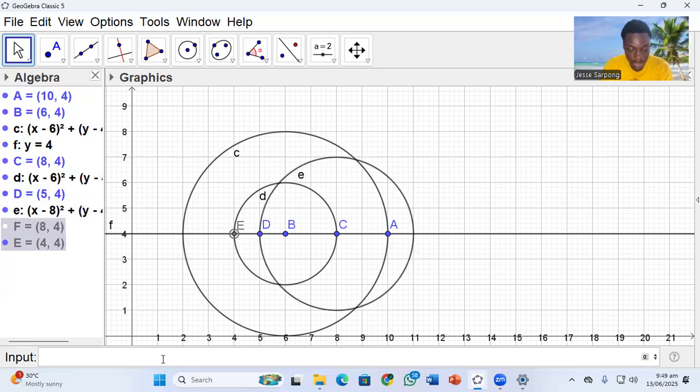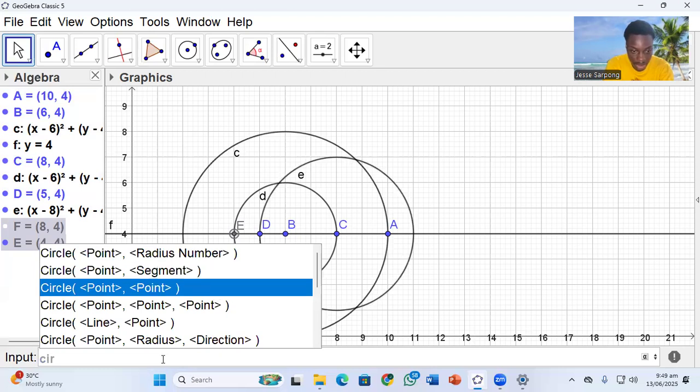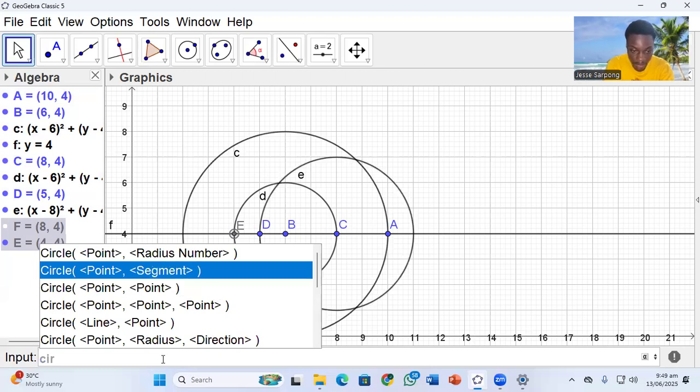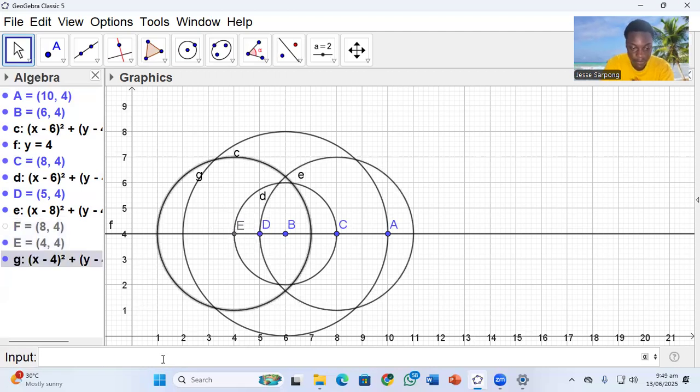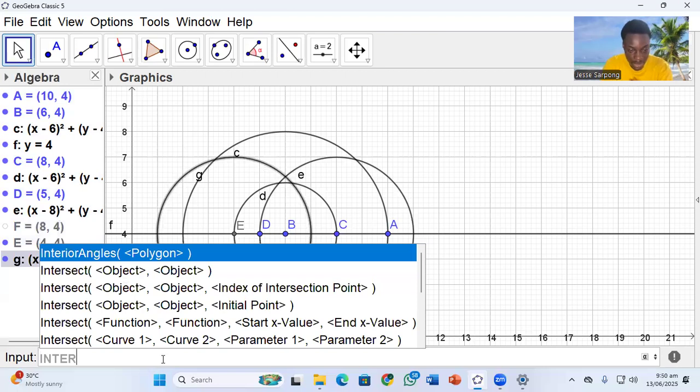Now with the point E, we construct another circle, this time with center and radius. The center is E, and the circle is supposed to have the same radius as circle D, so the segment will be DC. This is the same thing. Now we look for the intersection between the objects.